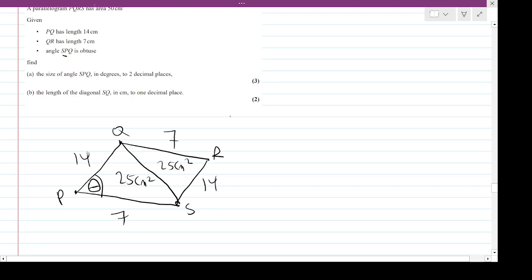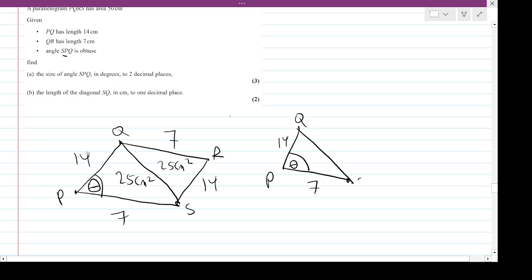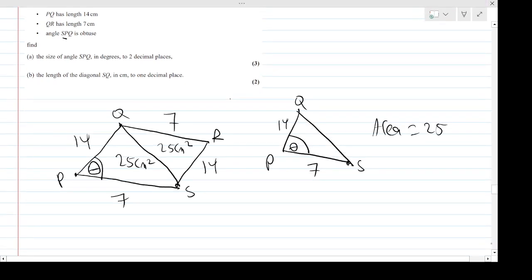But therefore this triangle we have then is QPS. This is theta, we know this is 14 and that's 7. It doesn't look it, but it doesn't have to be a perfect, accurate sketch. And the area is 25. Why can we not use half AB sine C for the area to get some sort of equation? Therefore, we can say that 25 is half AB sine C.